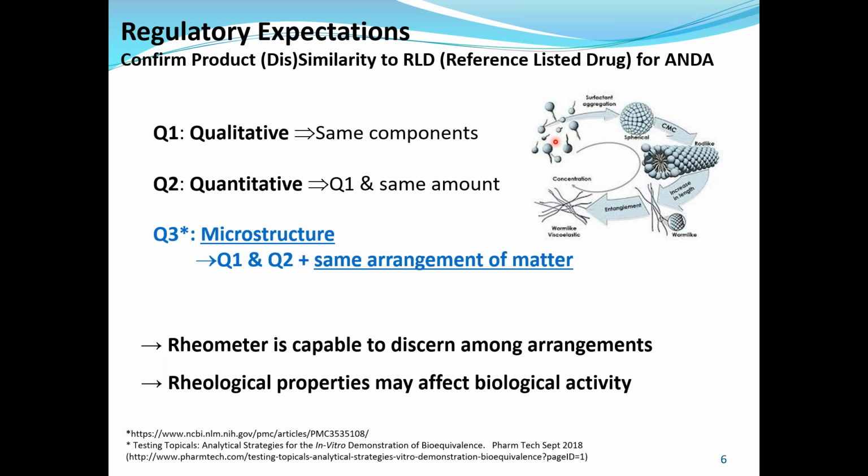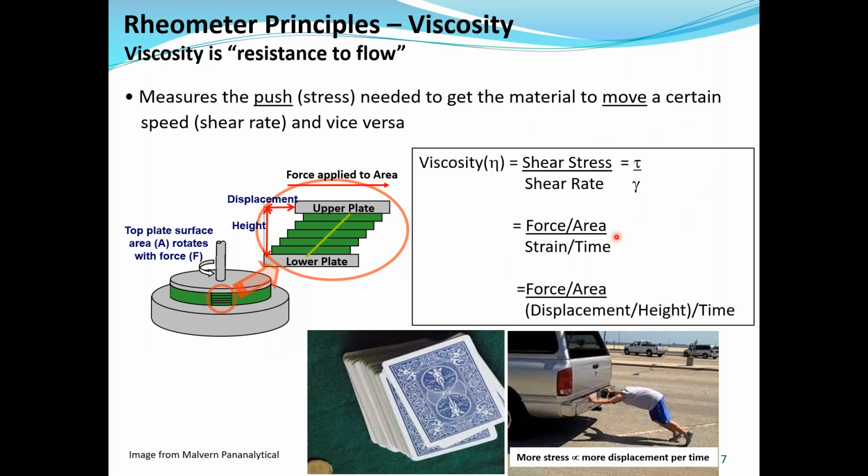So if we look at the schematic, molecules of some sort, we can see that under different conditions, in this case increasing concentration, we can have spherical, log-like, worm-like arrangements. And each of these arrangements can affect its biological activity or whatever other properties we're trying to leverage. A rheometer is capable of discerning among many of these arrangements. So we do need to focus on viscosity.